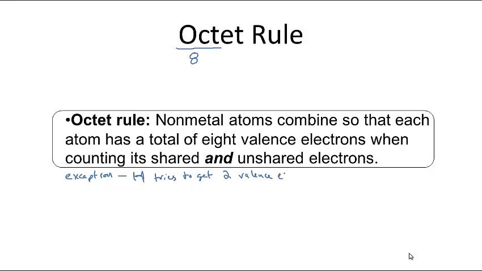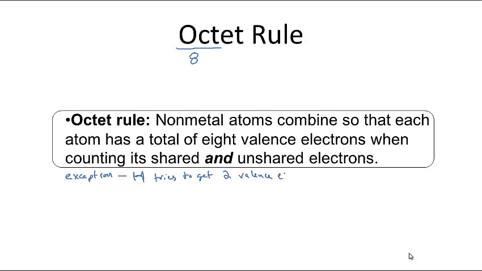So if we're using our SAT skills, we think of the OCT prefix. Oct, like octopus or octagon, has the number 8 attached to it. And this rule is important because nonmetal atoms combine so that each atom has a total of 8 valence electrons. This is true when you count shared and unshared electrons. The exception to this is H. Hydrogen tries to get only 2 valence electrons.